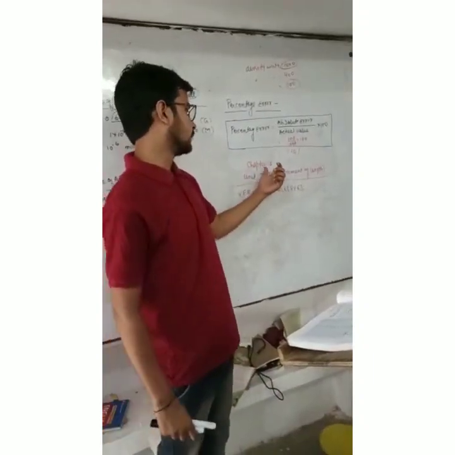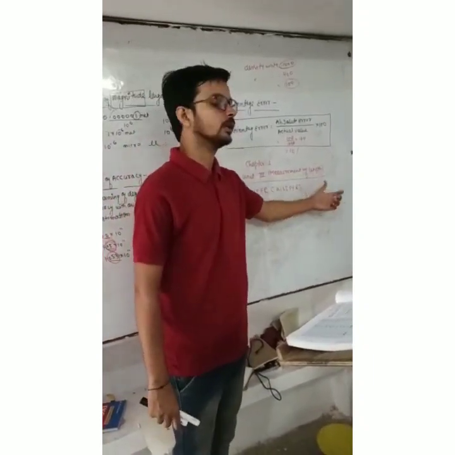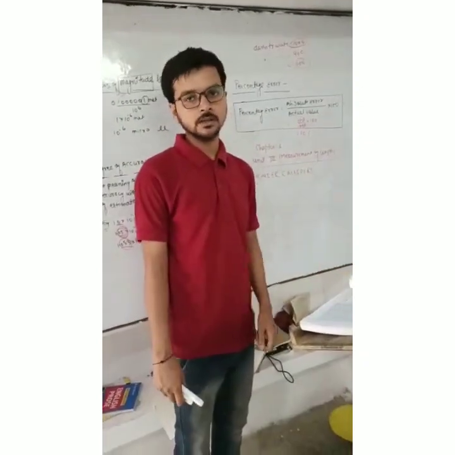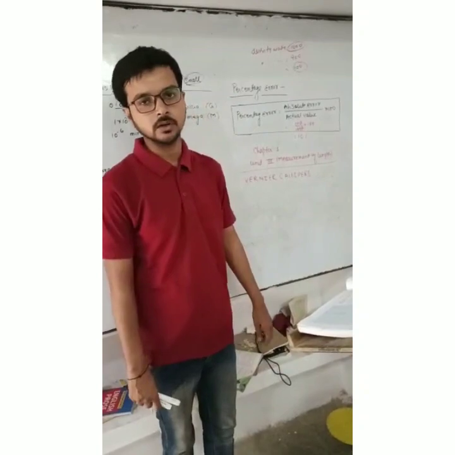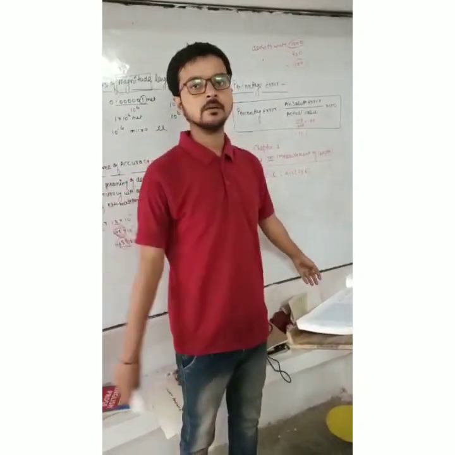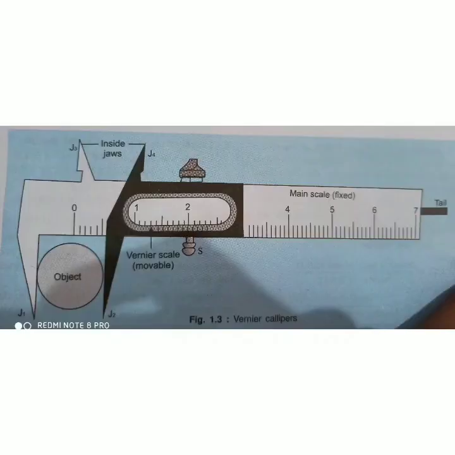Now our chapter one, unit three: measurement of length. Measurement of length with the help of a vernier caliper, because a vernier caliper's accuracy is very good for measuring length. Now let us discuss vernier calipers. Student, our next part is vernier calipers. Vernier calipers are used for measuring length with very high accuracy, up to 0.01 cm. Vernier calipers were invented by Pierre Vernier.